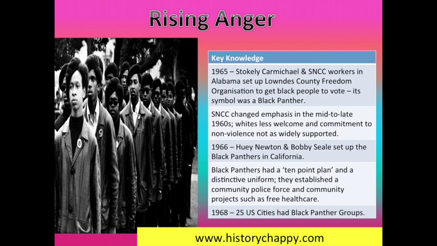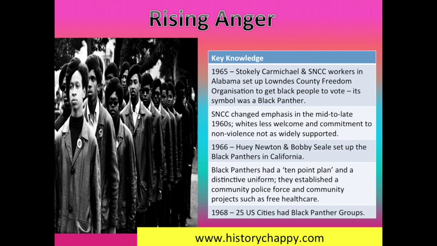There was rising anger in the civil rights movement in the mid to late 60s. In 1965, Stokely Carmichael and SNCC set up the Lowndes County Freedom Organisation to encourage black people to vote, and its symbol was a Black Panther. SNCC itself changed emphasis in the mid to late 60s. Now, white people became less welcome, and non-violence wasn't as widely endorsed.